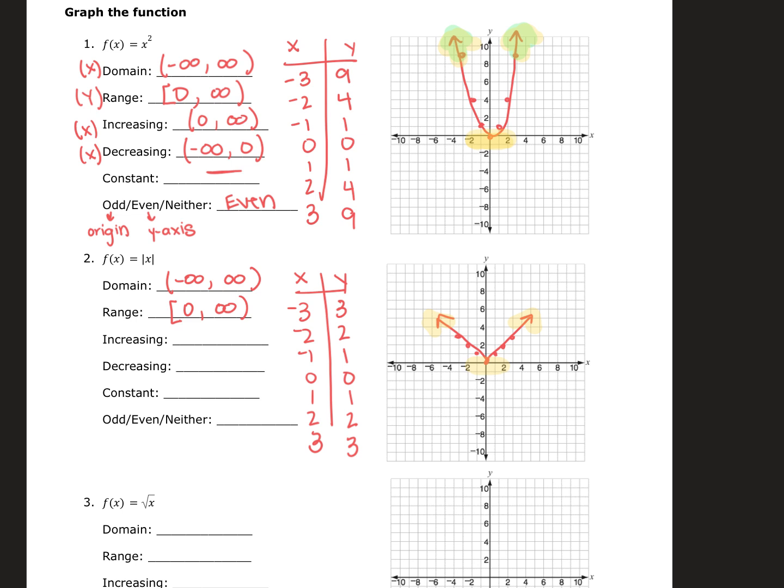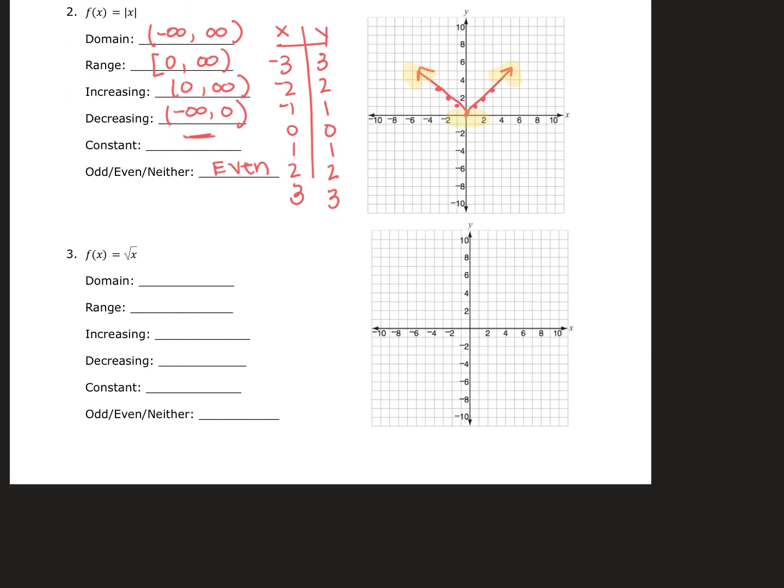Increasing, decreasing. As I read this from left to right, I'm decreasing from negative infinity to 0. And then at 0, it changes direction, and I'm going to start increasing all the way to infinity. No constant ever happening. And then if I flip it over the y-axis, again, it lays on top of itself. So this is an even function as well. Okay.